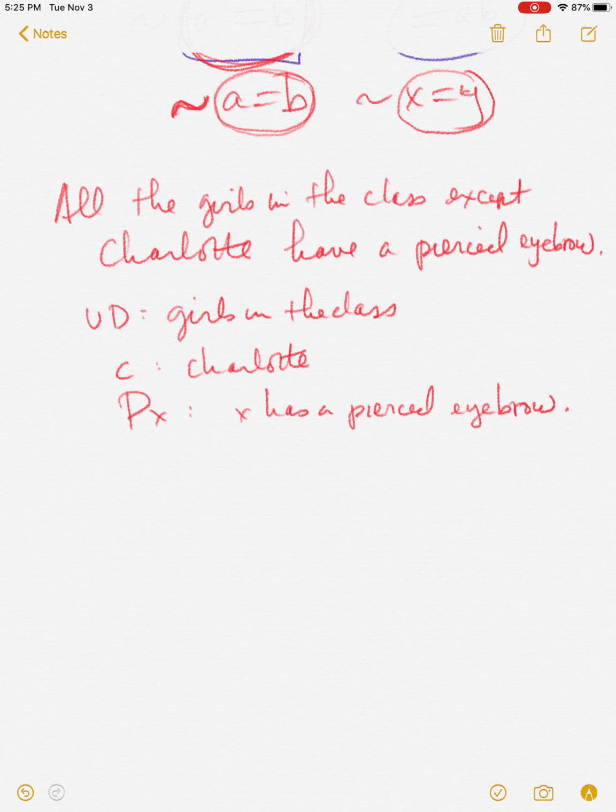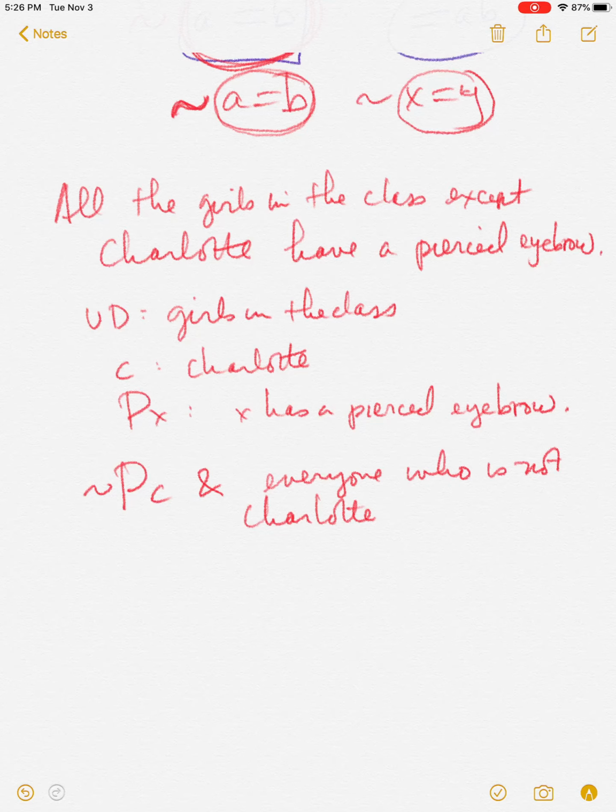So how do we translate that? Well, first of all, it's clear that Charlotte does not have a pierced eyebrow, right? It's not the case that Charlotte has a pierced eyebrow. And furthermore, what do we want to have as our second conjunct? Everybody in the class who's different from Charlotte, right? Everyone who is not Charlotte does have a pierced eyebrow. We know how to say that.